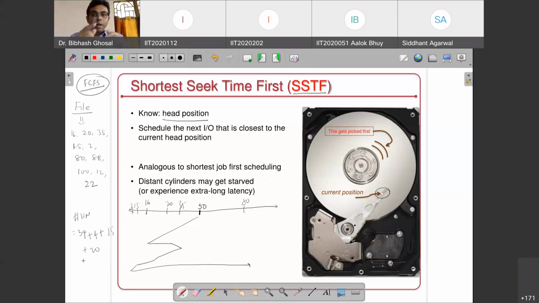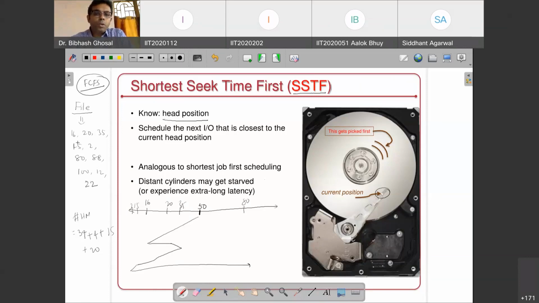And every time you have so many movements, you will have the movement of the arm. And the more you have the movement of the arm, you will have a greater seek time. So I leave this as an exercise to you, and it's also provided in your textbook.